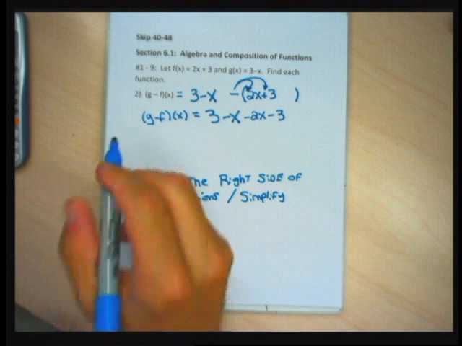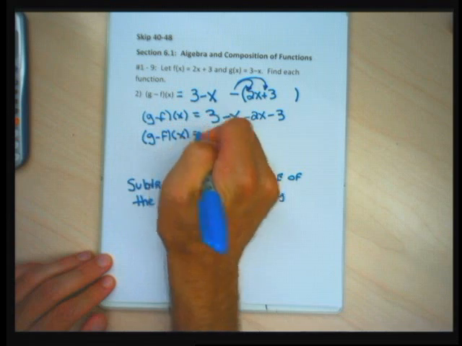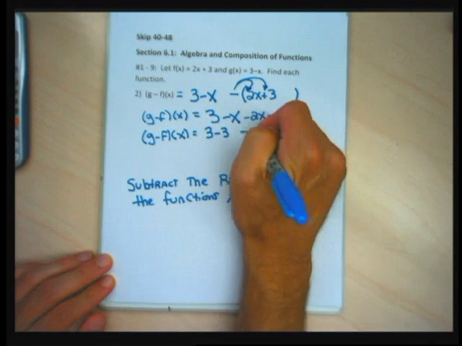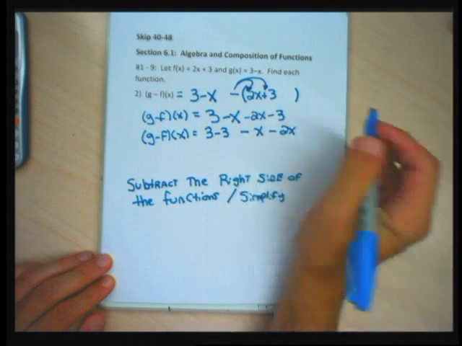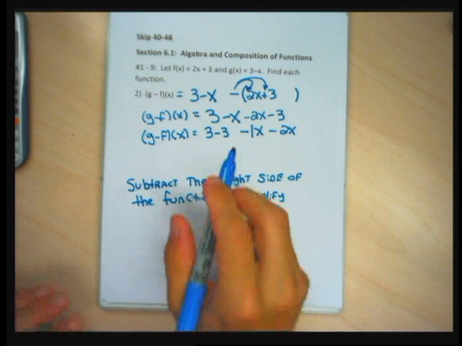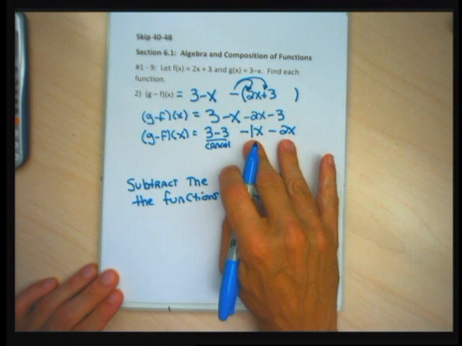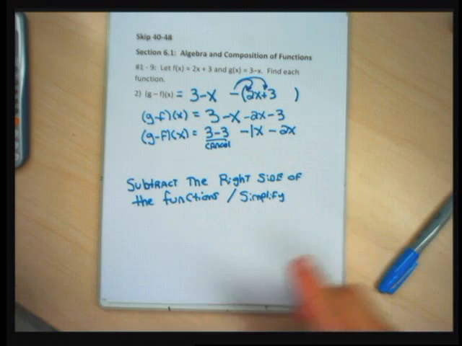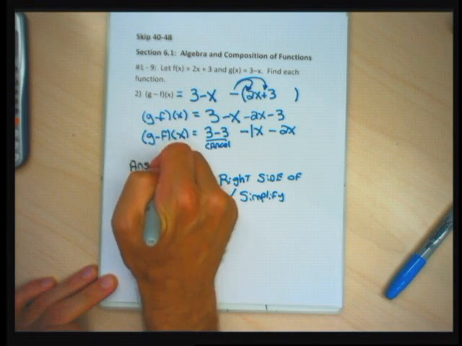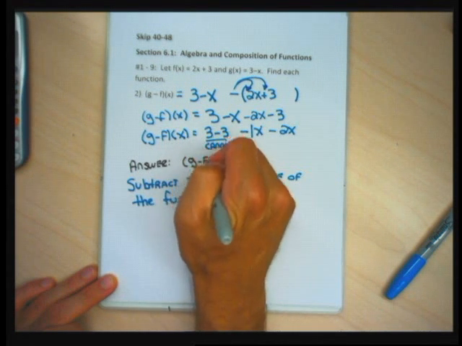Now I'm going to combine like terms. So I'm going to write g minus f of x equals, and then the like terms are a 3 minus 3 and a negative x minus 2x. That negative x, I'm going to emphasize, is a negative 1x. The 3 minus 3s cancel. And the negative 1x and negative 2x, you don't get an exponent when you're adding or subtracting. You just add or subtract the numbers to the left of the x's and leave the exponent. You don't change it.